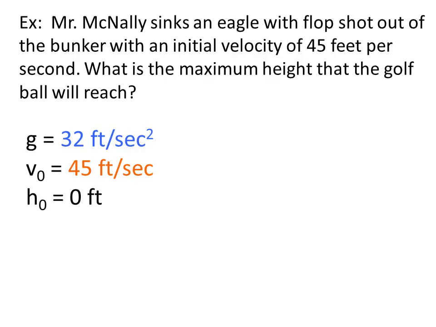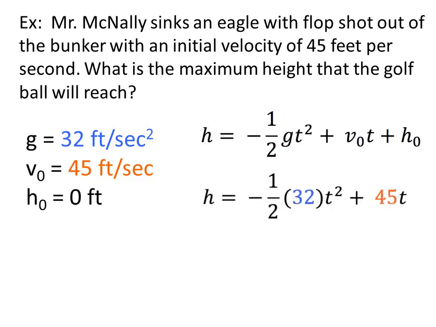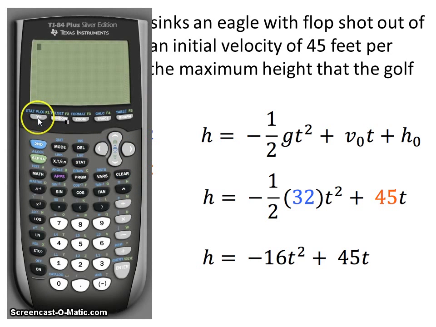So if you remember our vertical motion formula, it was negative 1/2 gt squared plus v sub 0 t plus h sub 0. If we sub in our known values of gravity and our initial velocity, we can simplify this to be negative 1/2 times 32, giving us negative 16t squared plus 45t as my equation. Well, we have an equation. Let's use our graphing calculator now.